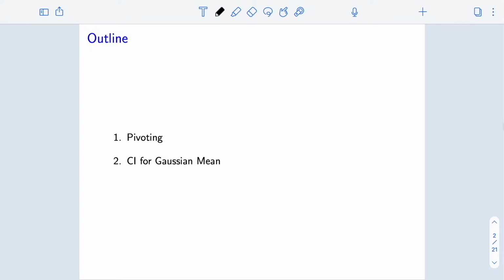So we're going to begin by discussing confidence intervals and pivoting, and then we're going to think about developing a confidence interval when we have a Gaussian distribution with unknown mean but known variance. And that will help motivate a lot of things when we engage with confidence intervals in asymptotic scenarios.